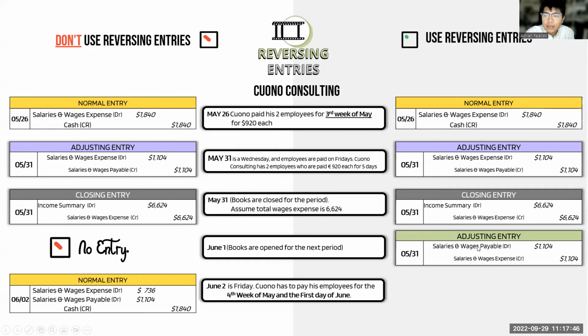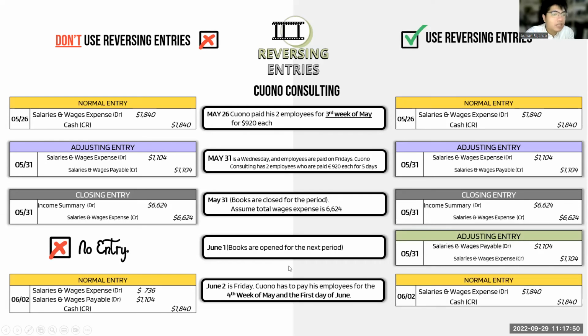Here, because we reversed the payable, it's just very clean. Salaries, wages, expense 1,840, cash 1,840. Similar to what we did for May 26. So again, you can appreciate that by using a reversing entry at the start of the period, we were able to simplify the normal entry compared to if you don't use the reversing entry, where it's a hassle to make a compound journal entry, right?